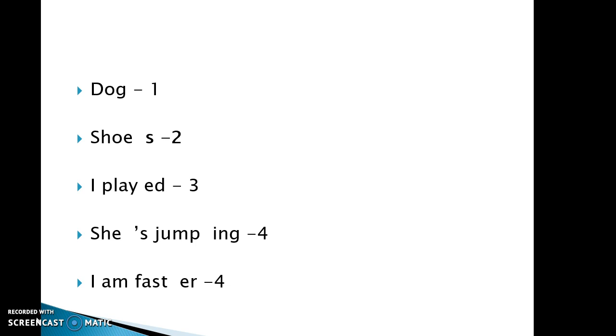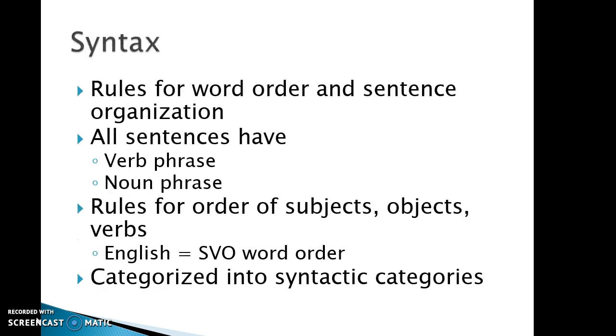So dog is a single morpheme. Shoes, the S on the end of shoes, counts as a morpheme. I played, I play, ED. She is jumping, that's 4 morphemes. So when we have a contracted auxiliary verb like we do in she's jumping, we also count that, and we'll talk about that a little bit later. And then the ER at the end of faster, you'll see when we do some language sample analysis that oftentimes for young children we don't count some of that derivational morphology, but we'll get to that at a later time frame. So I just wanted to make sure that everyone was consistent with their own findings about what counted as morphemes.